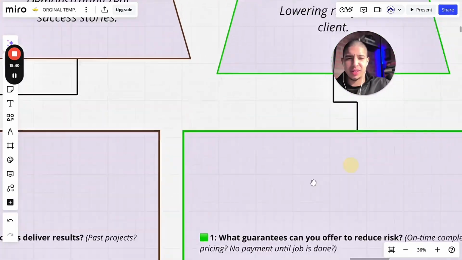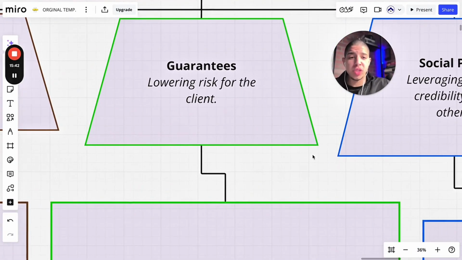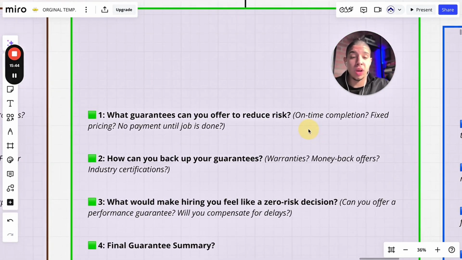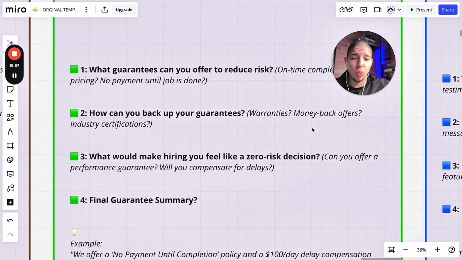On to the next thing. Guarantees, lowering risk for the client. What guarantees can you offer to reduce risk? One-time completion? Is it fixed pricing? No payment until the job is done? Very powerful. How can you back up your guarantee? Warranties, money back offers, industry certifications. How can you back it up?